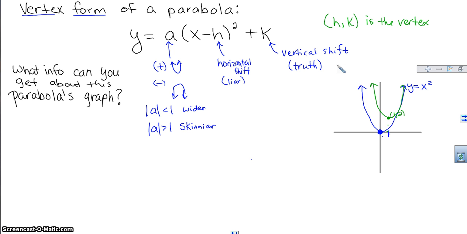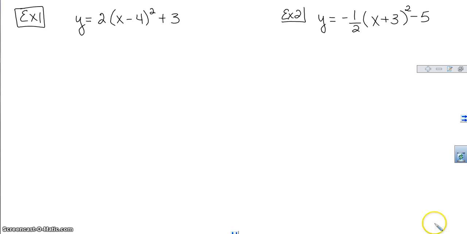Okay, so we're going to describe some graphs, some parabolas. Let me go to the next screen. So here we've got some parabolas, and we're just going to identify what we can tell. So, for instance, we need to decide, is it a happy or a frowny face? Well, it's positive, so it's going to open up. It's going to be a happy face. Okay, the 2 is going to make it skinnier. It's a skinnier parabola than the y equals x squared.